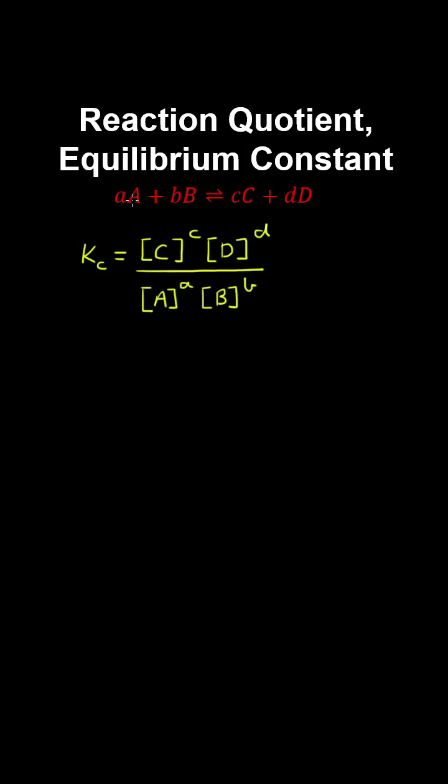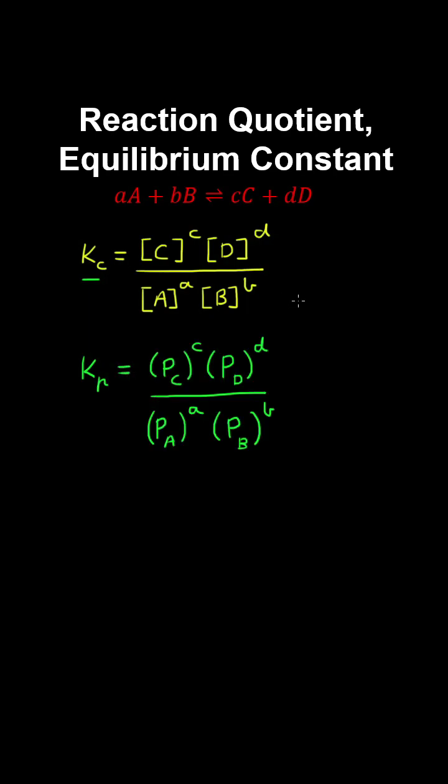The equilibrium expression for a reaction can be written in terms of the molar concentrations. Take the concentrations of the products in a numerator raised to the stoichiometric coefficient, and divide them by the product of the molar concentrations of the reactants in a denominator. If the reactants and products are gases, it's more convenient to calculate the equilibrium constant in terms of the partial pressures.